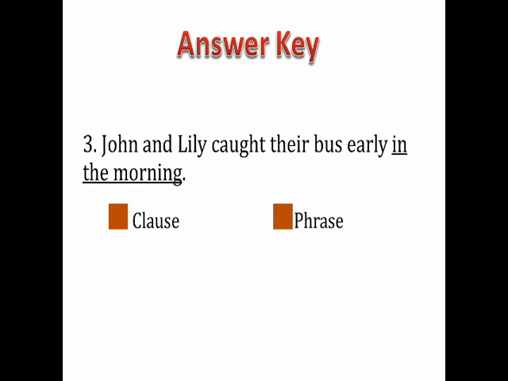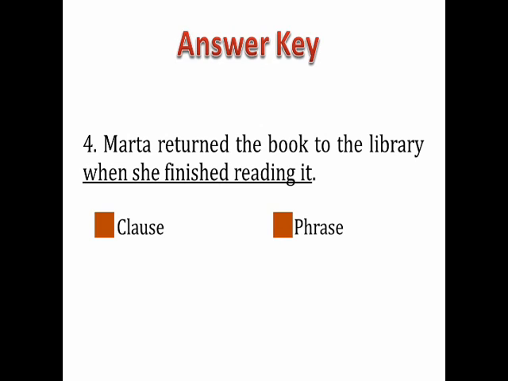Number 3, John and Lily caught their bus early in the morning. So in the morning is an example of, that's a phrase, in the morning. You don't see a subject, you don't see a verb, that's why it is just a group of words. Number 4, Martha returned the book to the library when she finished reading it. When she finished reading it is a clause. You have when as your subordinating conjunction. Specifically, this one is an example of a subordinating clause. You have the subordinating conjunction when she finished reading it.